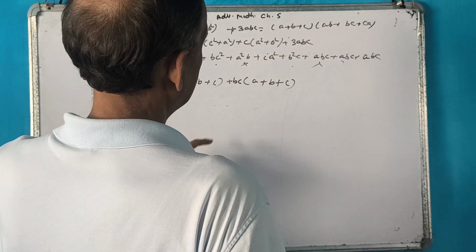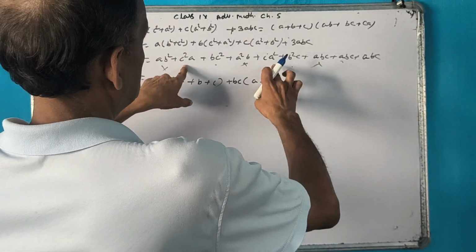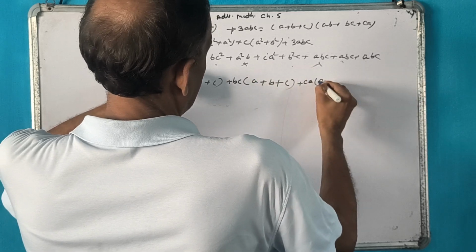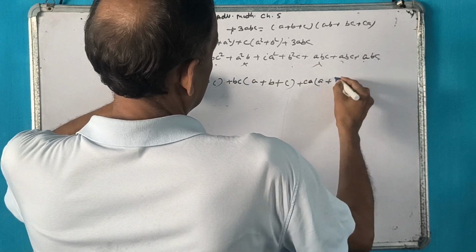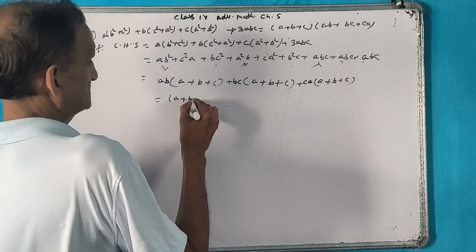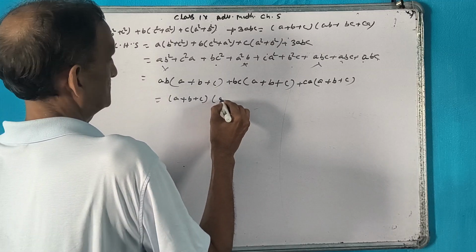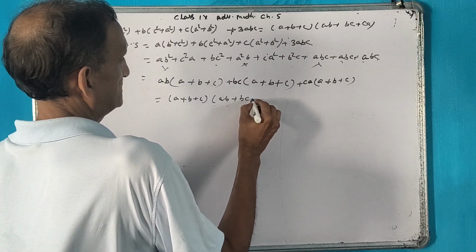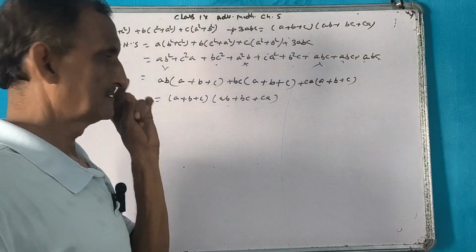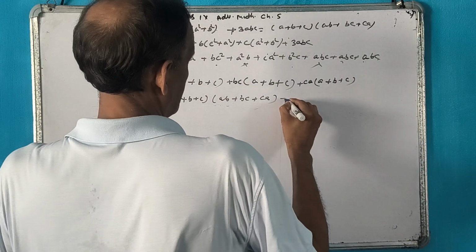And the last 3 terms, very clearly CA is common, CA is common, CA is common. So take out CA, what will you get here? A. CA is common, what will you get here? B, and here C. So again A plus B plus C is common. What will you get? AB plus BC plus CA. This was the right hand side.